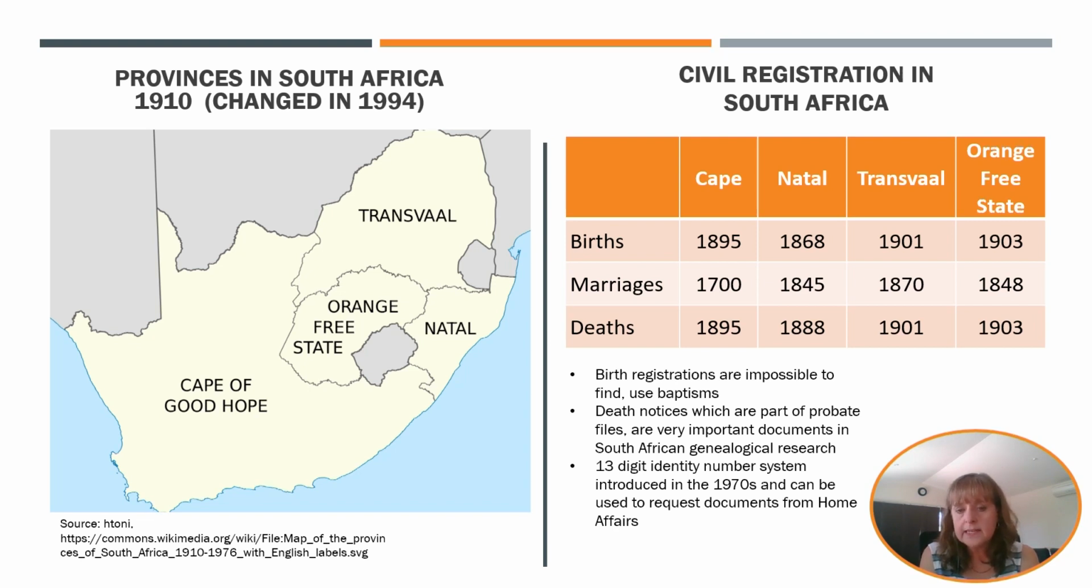Then lastly, I just have to mention the 13-digit identity number system. It was introduced in the 1970s and it can be used to request documents from Home Affairs such as birth certificates and death certificates.